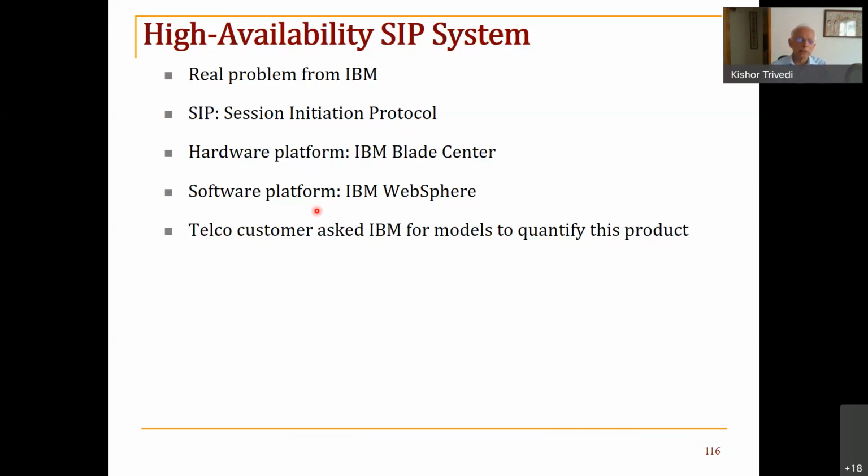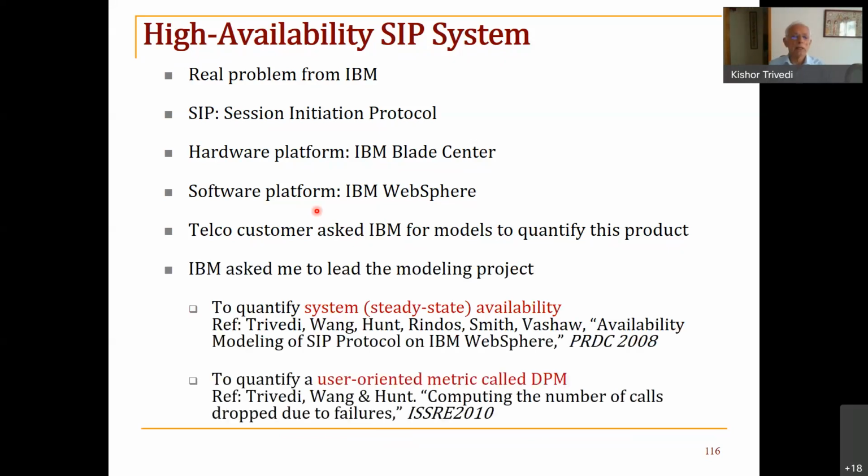So they approached me and asked me to develop the models that the telco customer needed. And as an outsider, I was in charge of the modeling project. And we developed two models, one an availability model and one that actually turns out to be a DPM model. And both were eventually published. But because of these two models, we are told that the telco customer bought the system.